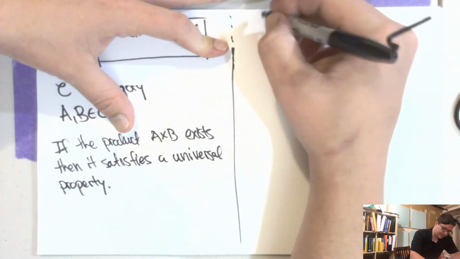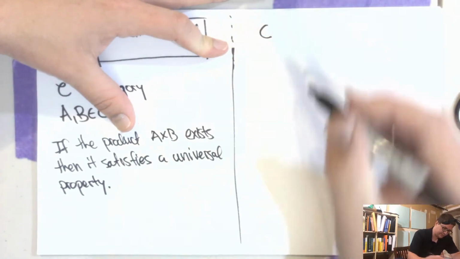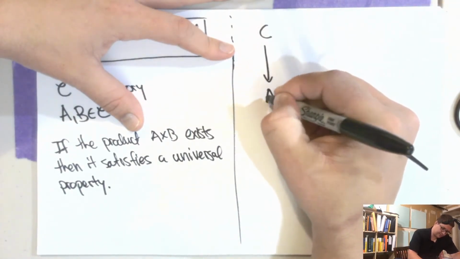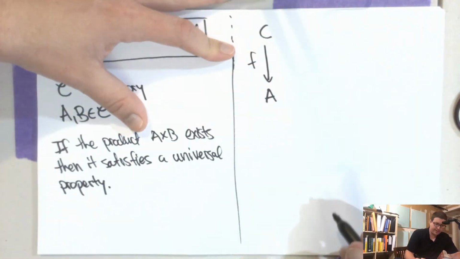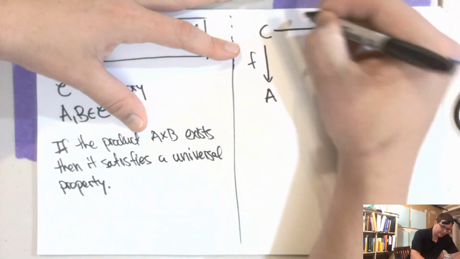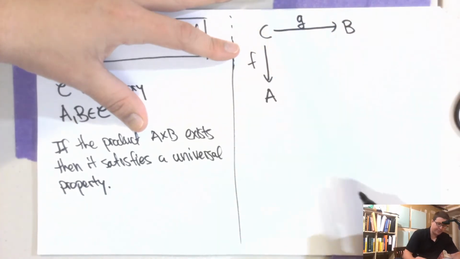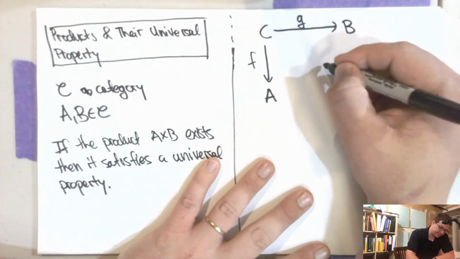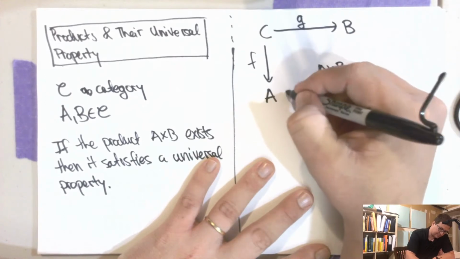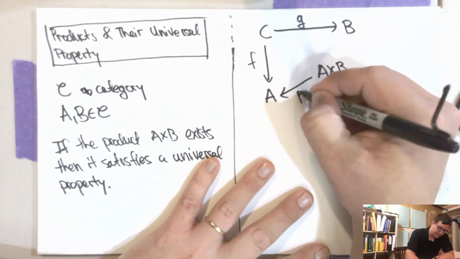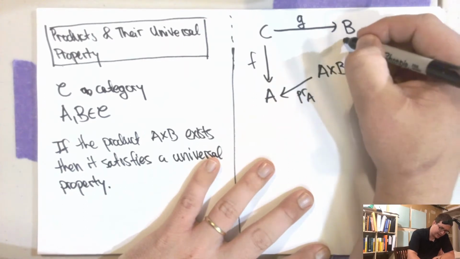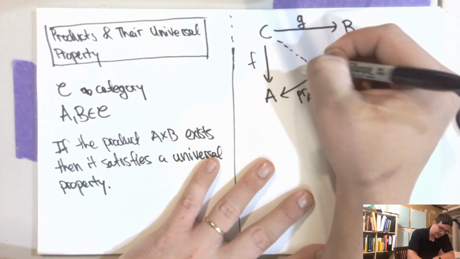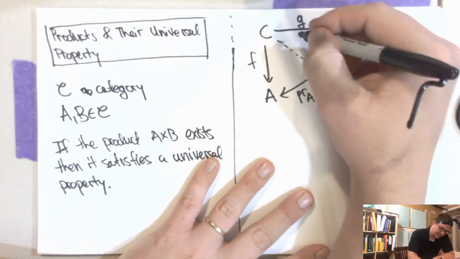If C is an object in the category, right, and C maps to A, so it has a morphism here. So if we have a map here, and we have a map here, so this is a morphism in the category to B, right, then it factors through A cross B. Okay, so A cross B comes with two maps. This is the projection onto A. This is the projection onto B. Right? And it says that this thing exists. Right? And it's unique.